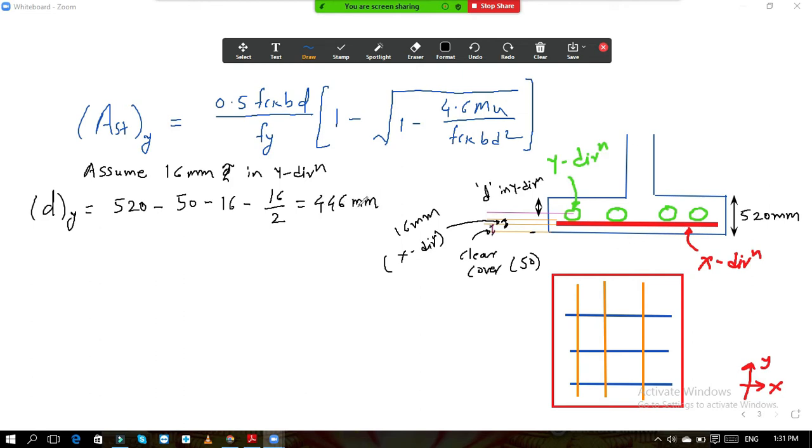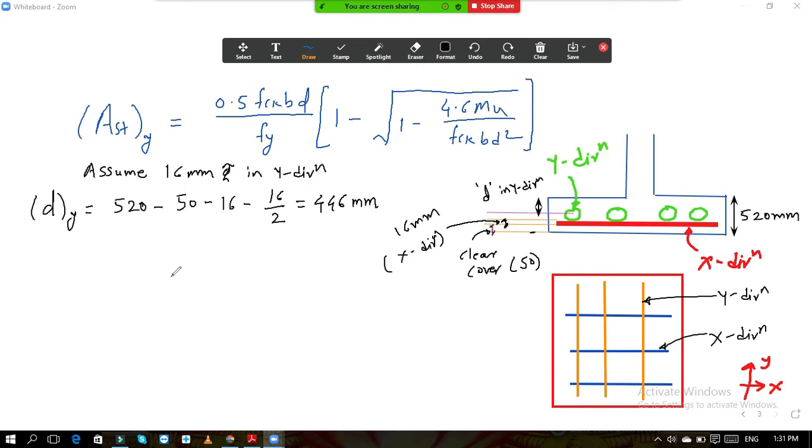It is 446 mm. So why the change is there? Because this is your steel in x direction. And above that steel your y direction steel is there. So you need to minus one extra bar which is in x direction, which is coming below the steel of y direction. That we have done over here.